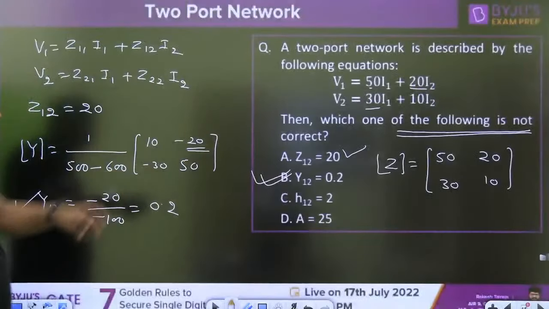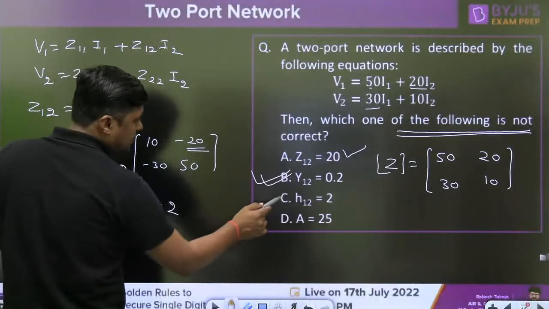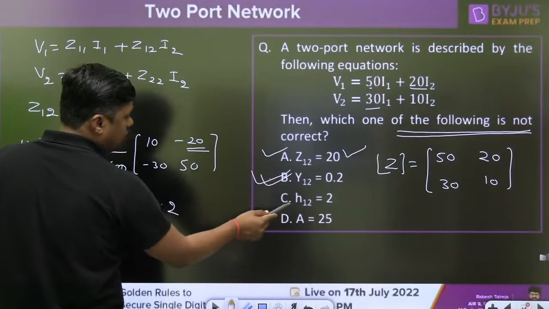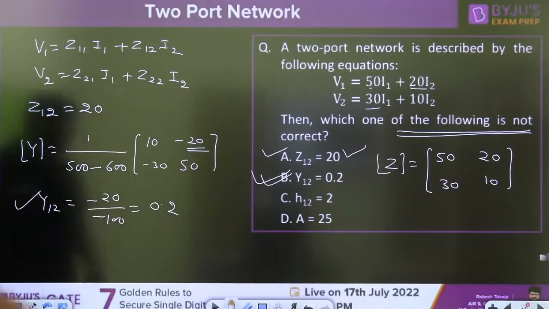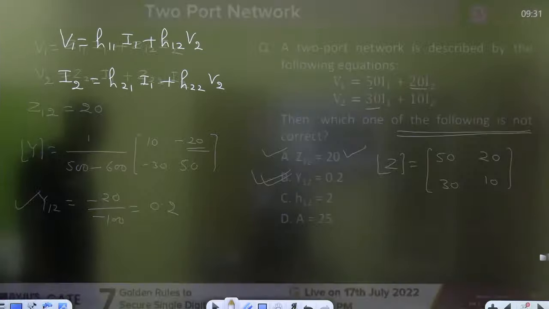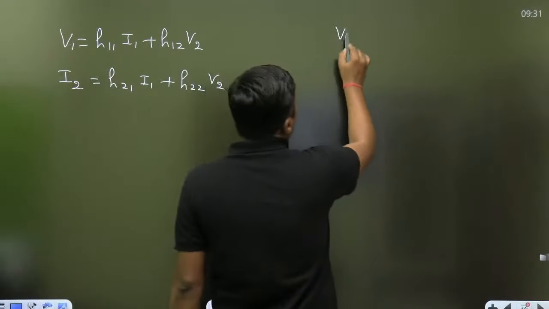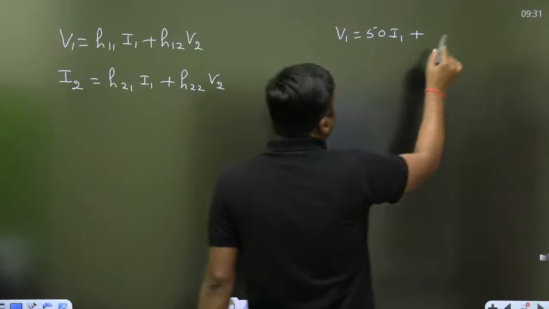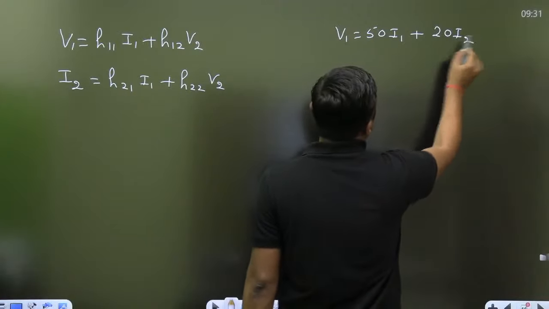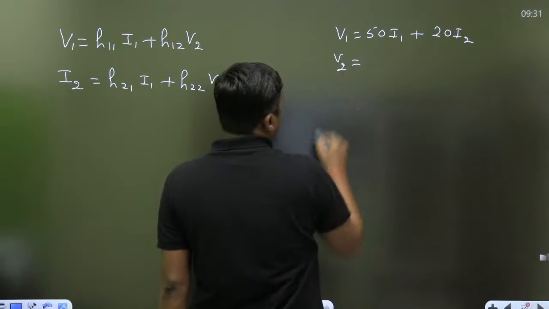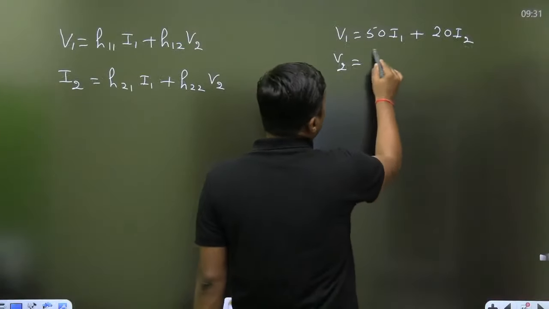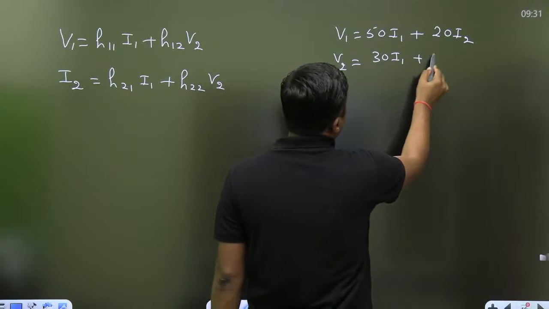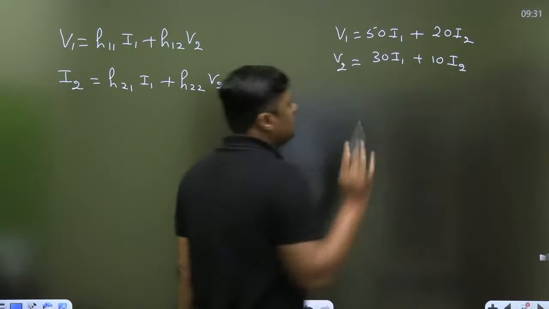Give me the answer. What about this? H12 is equal to 2. Is that right or wrong? This is right. What about this and what about this? Take a screenshot of this. V1 is 50 I1 plus 20 I2, and V2 is 30 I1 plus 10 I2. That is given in the question.